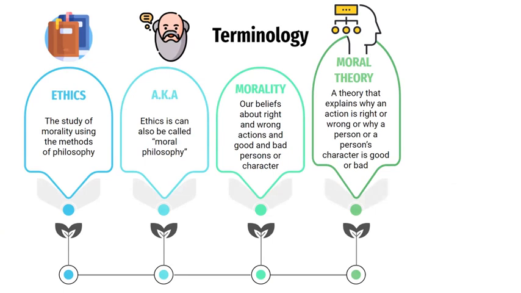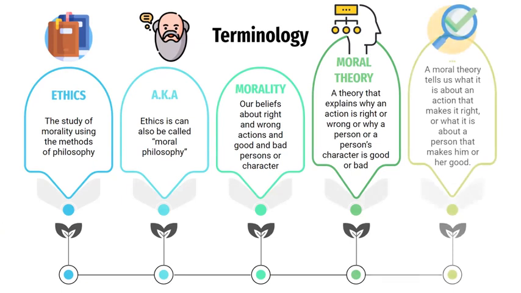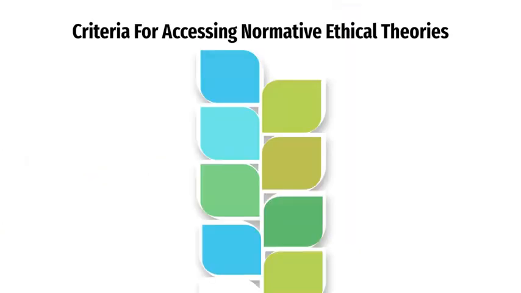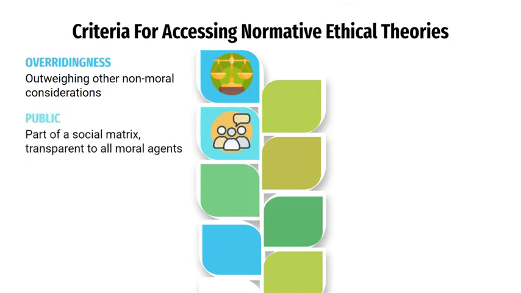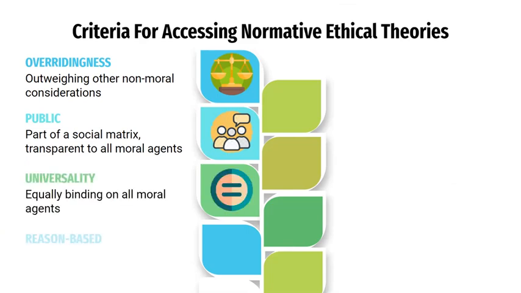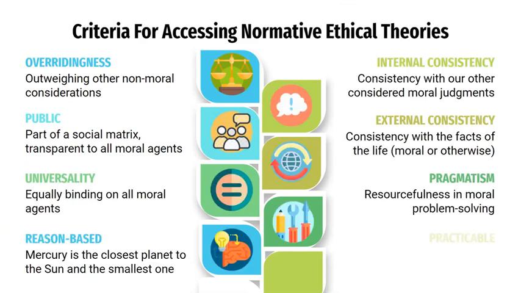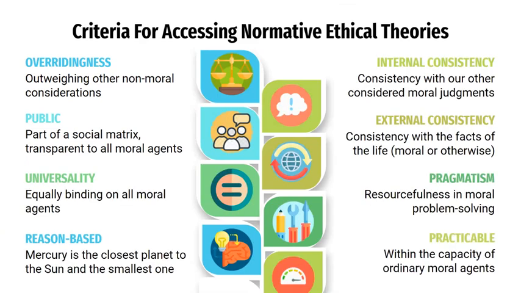So we'll look at a variety of moral theories. And a moral theory should tell us what it is about an action that makes it right, or what it is about a person that makes them good or bad. So there are a couple of criteria that are worth mentioning. This isn't a foolproof list, but typically philosophers have tried to give us a way of assessing normative ethical theories.